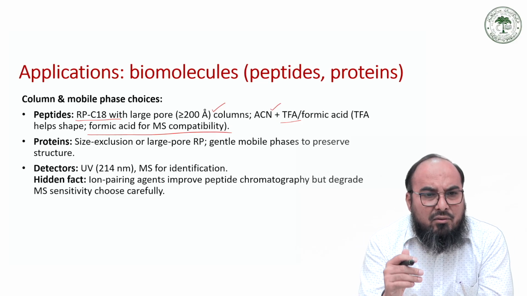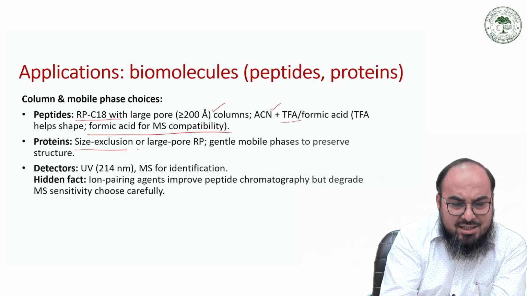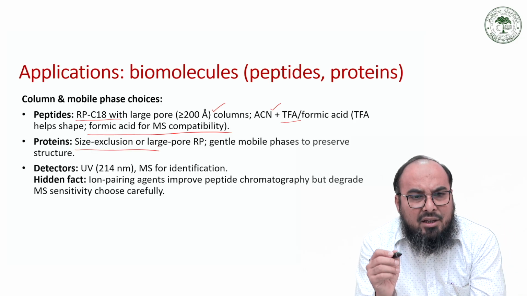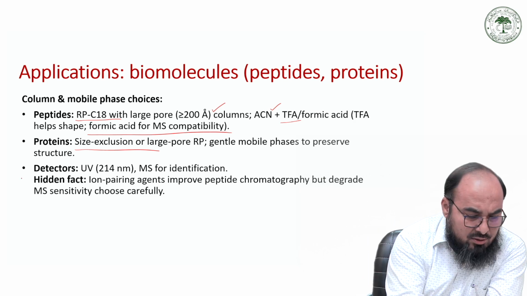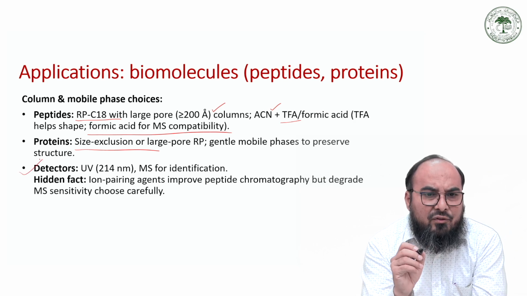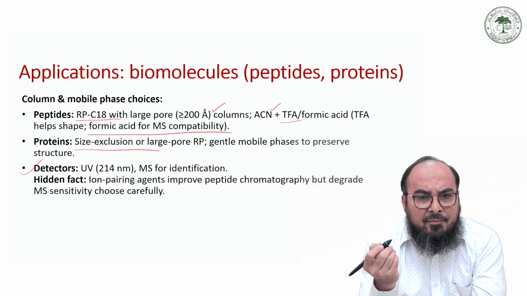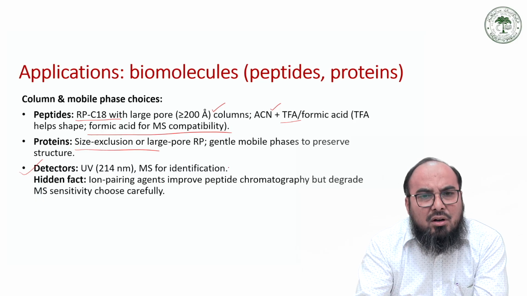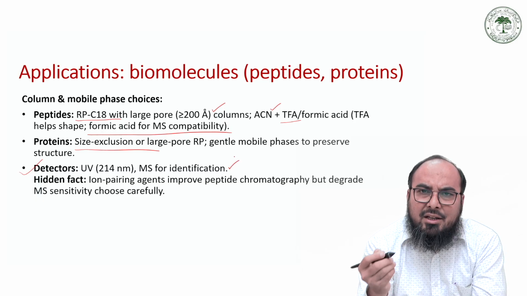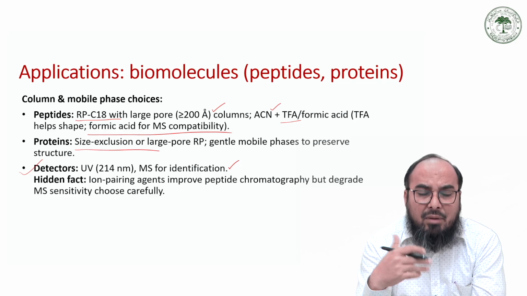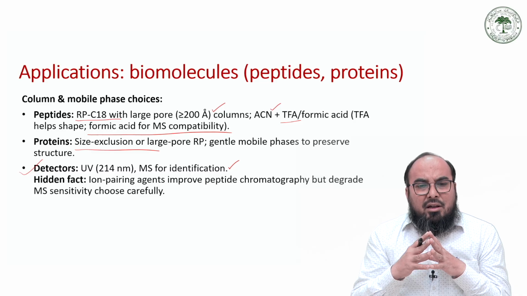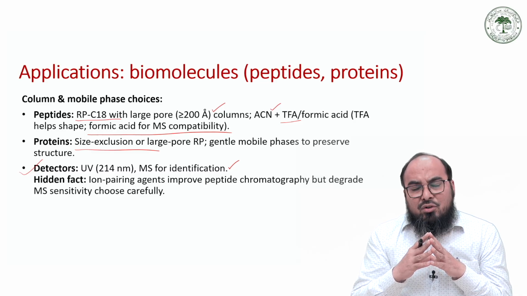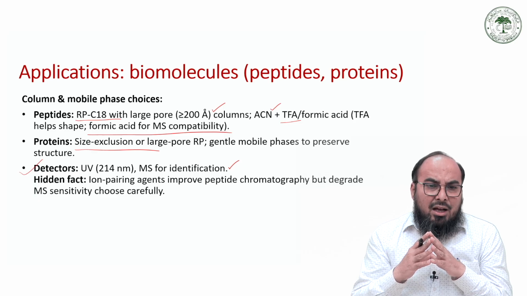Similarly, for proteins, sometimes you use size exclusion chromatography, and here you have to use gentle mobile phases. For detectors, you can use UV-visible detectors with a cutoff of 214 nanometers, and if you couple it with mass spectrometry, it can also be used for the identification of some unknown samples. Similarly, ion pair agents can always be included, but you have to be very cautious with regard to the detector.